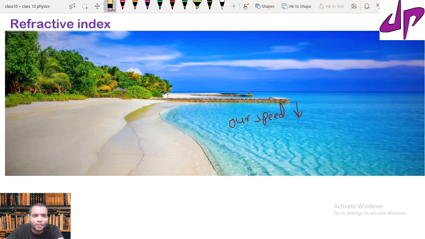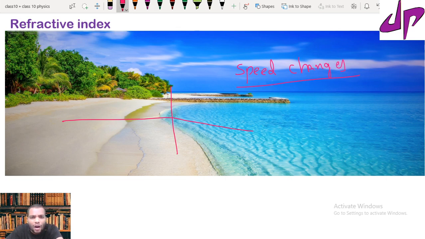Similarly, exactly like that, when light is traveling in one medium and enters the water medium, we learned that the light is refracting. Because the light speed changes, we should know how much the speed is changing. So we take the ratio of these two speeds, the speed of light in air and the speed of light in water.